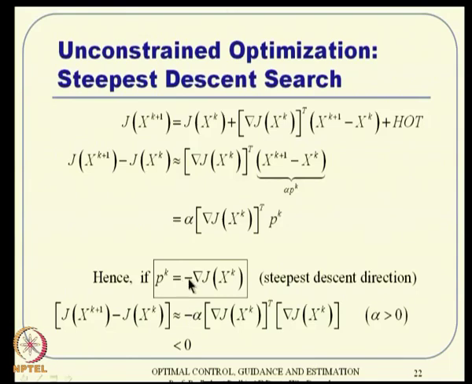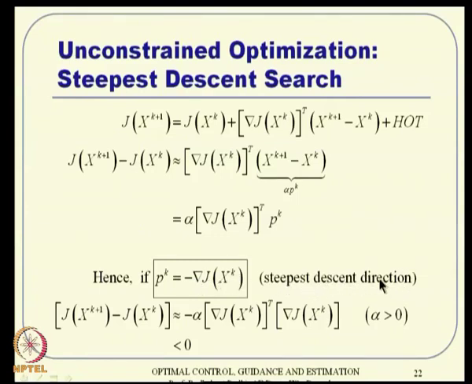Now, this is again a negative sign, remember that. If I happen to select this, then it is a negative square sort of thing, and hence this is guaranteed to be less than 0. That is the whole idea there. And what does it give us? It gives us p k as the negative of the gradient of j. So, that is the direction of steepest descent.